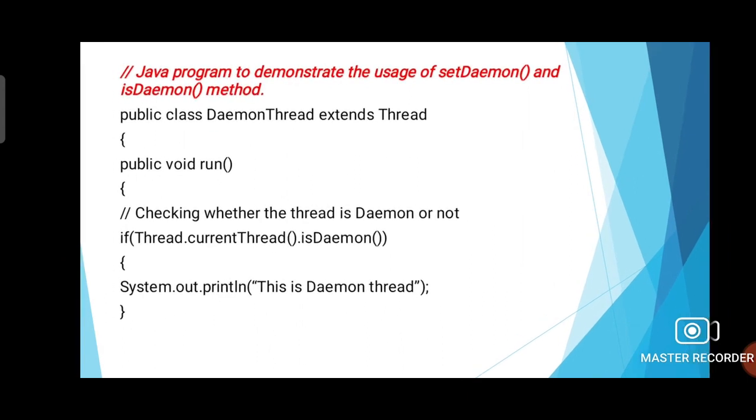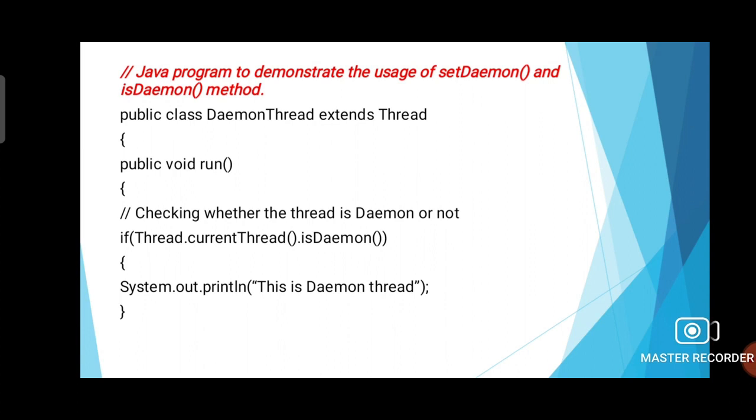Now we are going to see the program to show the use of setDaemon and isDaemon methods. We have declared one class with the class name DaemonThread that extends the base class Thread. Then we have the run method. Inside the run method, we are applying the method isDaemon inside the if statement, that is, we are checking the condition. The condition is actually checking for the daemon thread.